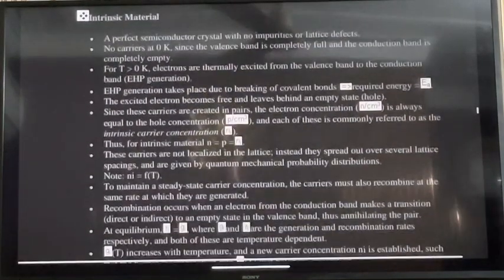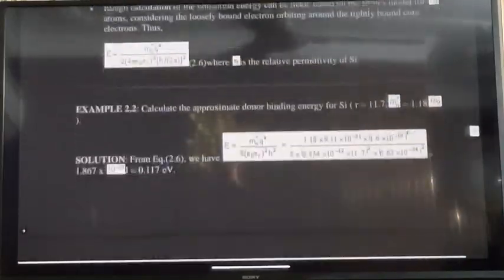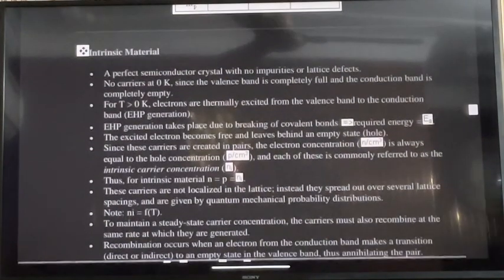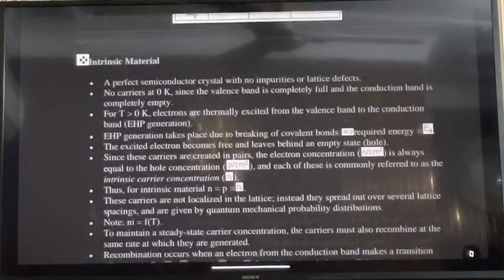Now we come to the types of semiconductors. So there are intrinsic and extrinsic semiconductors. We will continue from types of semiconductors, intrinsic and extrinsic, from the next lecture.